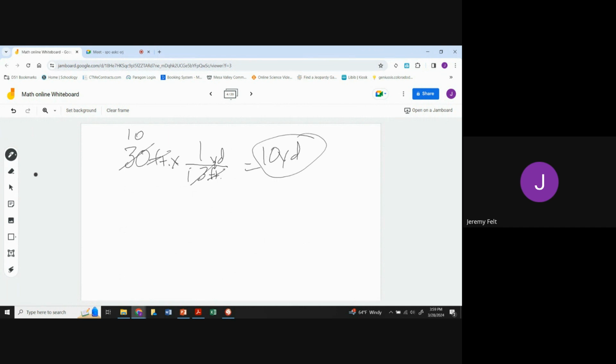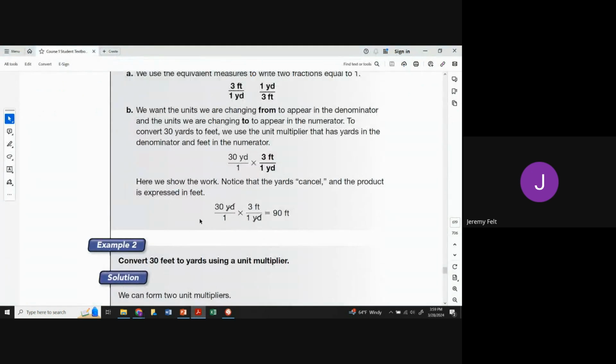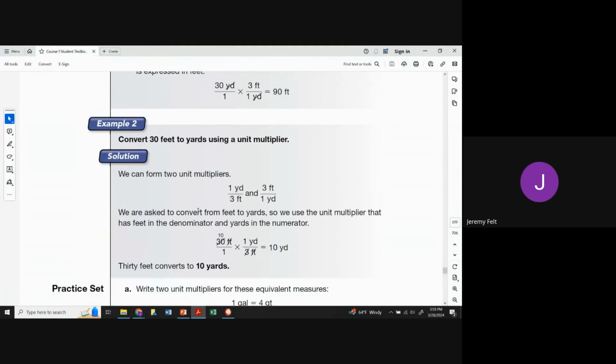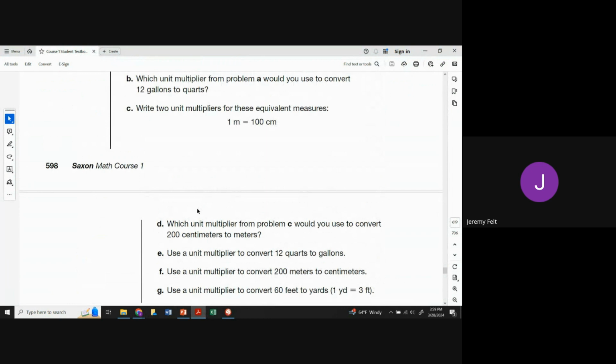Again, we'll see some that are more complex, but that gives you an introduction to the concept of what's going on when we have that. And we'll do those practice set problems as a group.